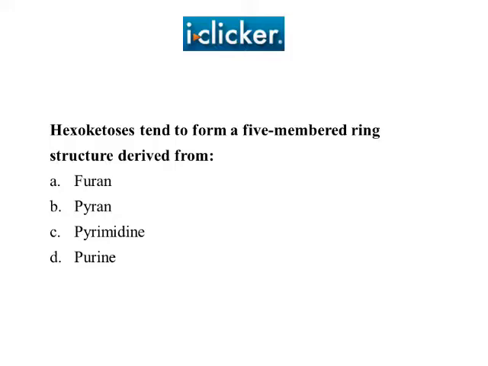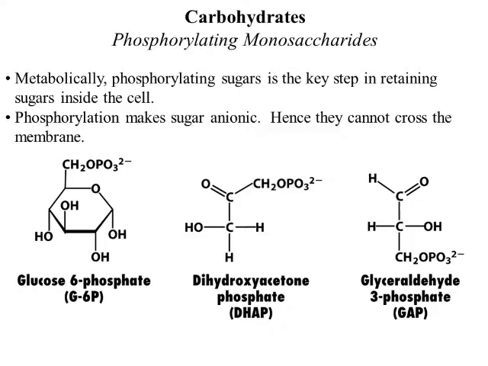Hexoketoses. I just talked about that actually. Hexoketoses tend to form a five-membered ring structure derived from which one of those mother molecules? Which one of those molecules? Ketones, hexoketoses. Yes, absolutely.